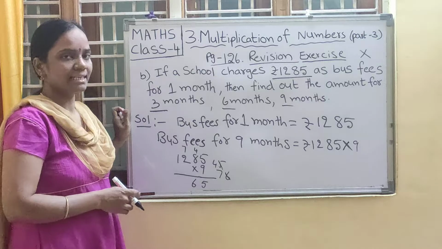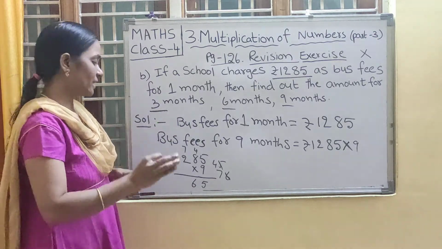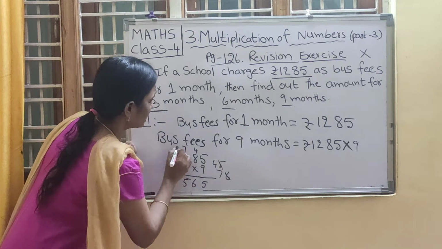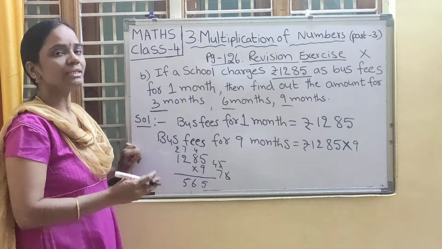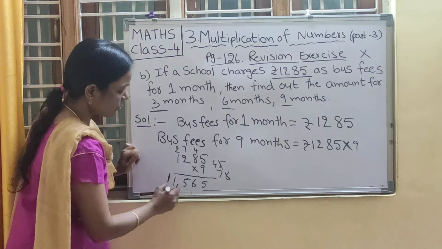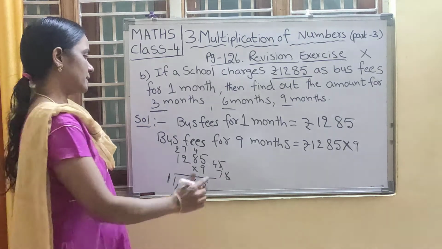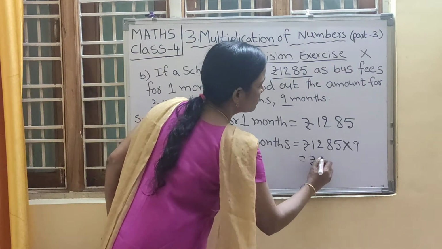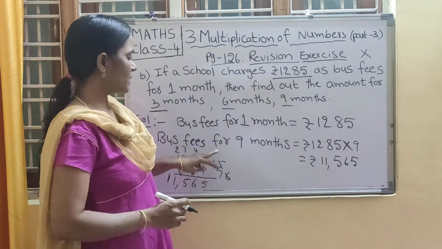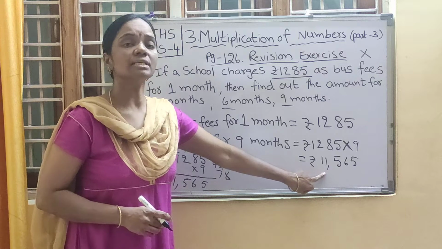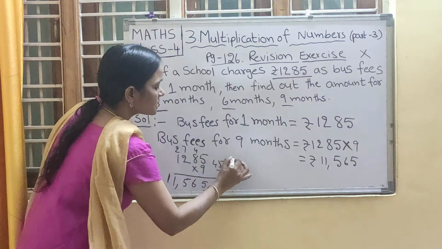9 2s are 18. 18 plus 7, 19, 20, 21, 22, 23, 24, 25. 5 right here, 2 is the carry. 9 1s are 9. 9 plus 2, 10, 11. So how many rupees? 11,565 rupees. So the bus fees for 9 months is 11,565 rupees. So finally write down the final statement.